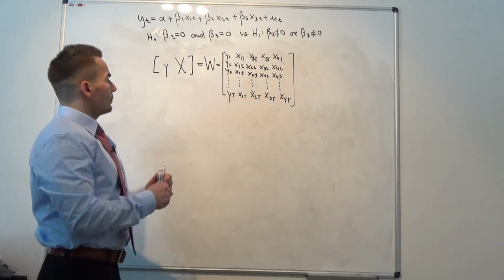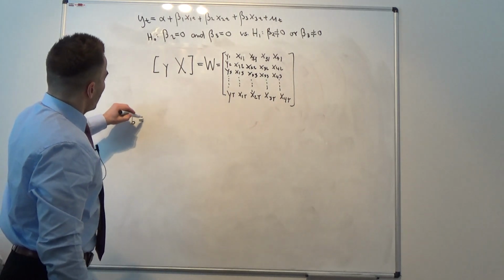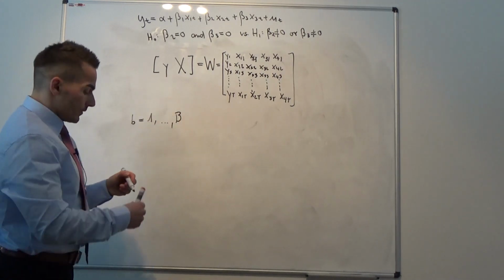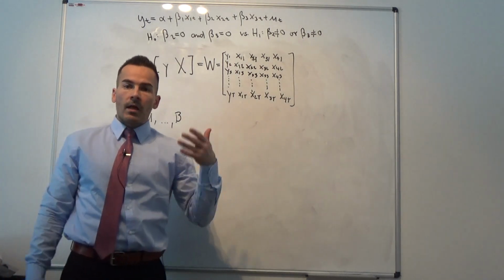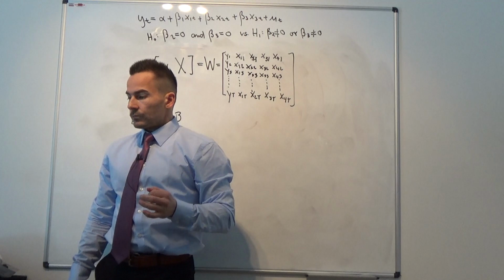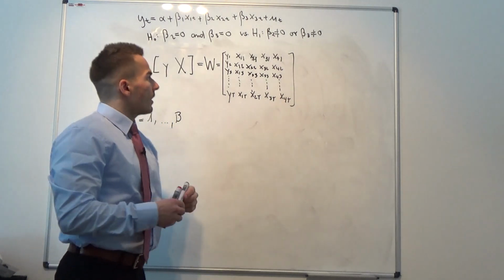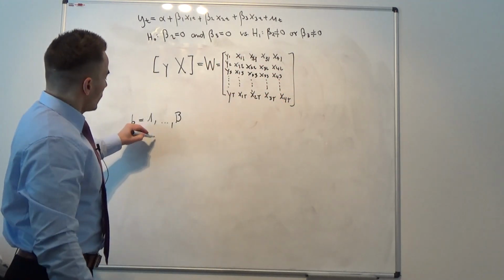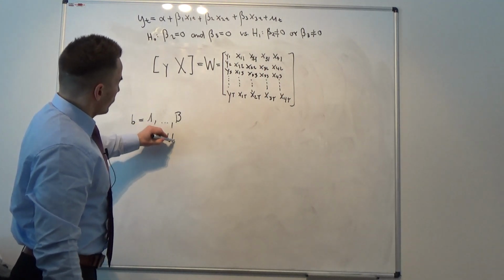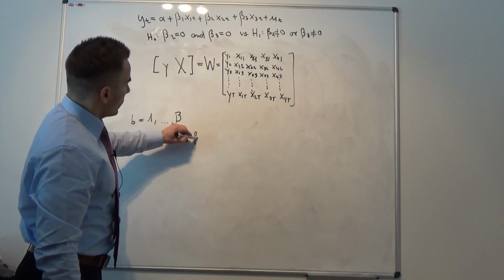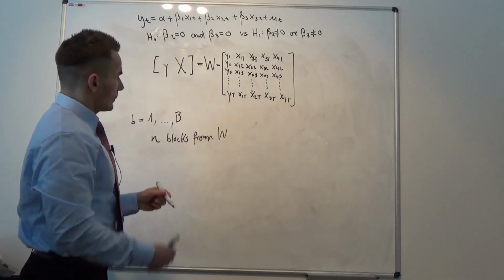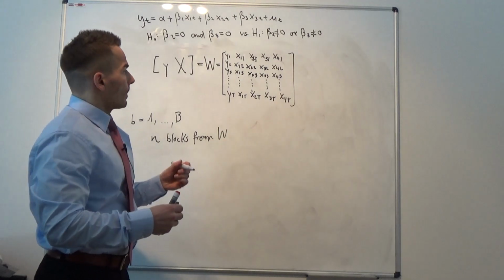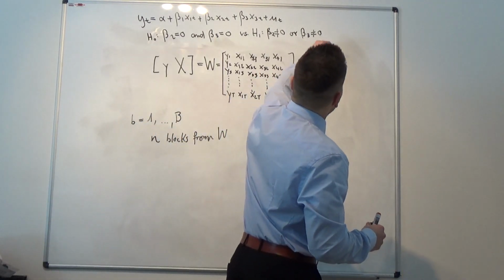Then what we do is, for small b equal to 1 until capital B, so we do something capital B times, let's say 1,000 times, we draw n blocks from our matrix W, and we put them into a new matrix, which we call W_B.